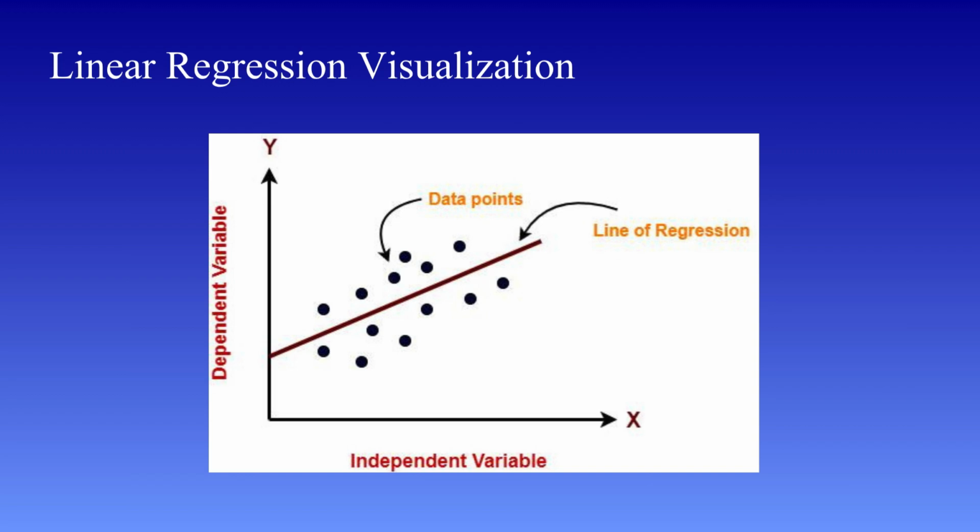Now, the goal of linear regression is to position this line in such a way that the total error is minimized. In other words, we want a line that best captures the pattern in the data while keeping the differences between actual and predicted values as small as possible.